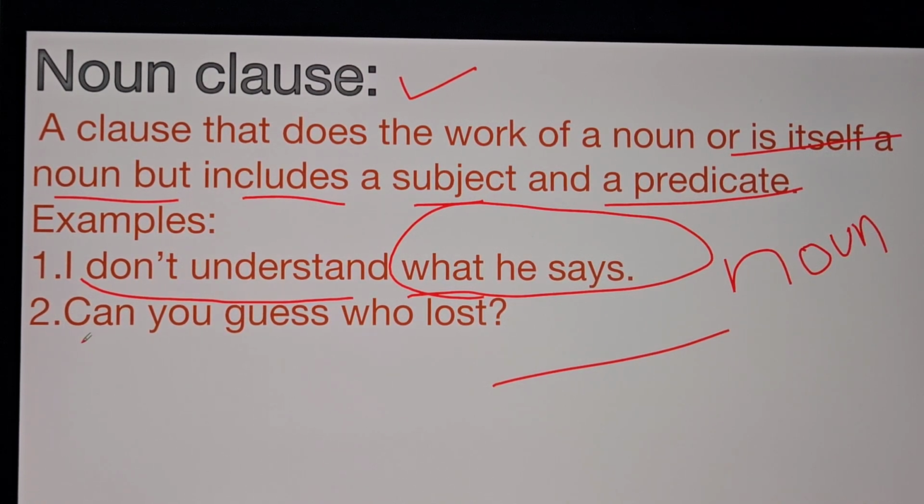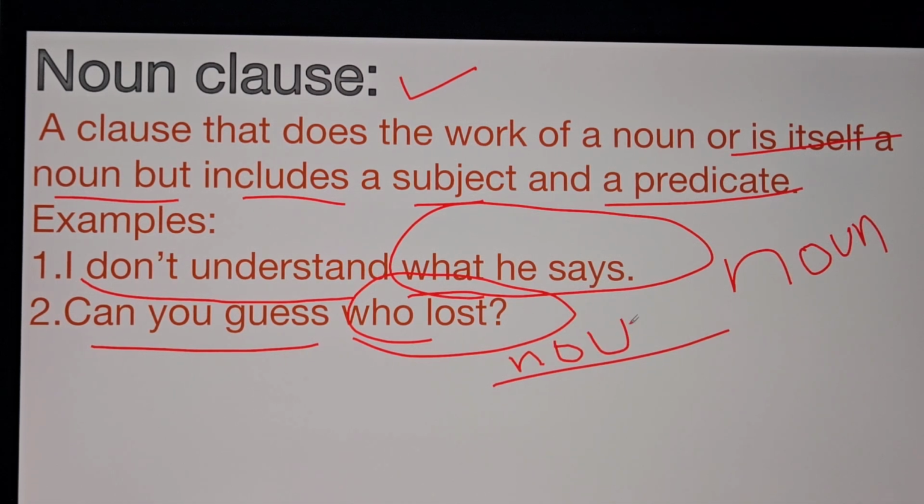Here is another sentence: can you guess who lost? Here who lost is the clause and functions as the subject of this sentence. So here who lost is the clause functioning as a noun. So I think you understood. Let's go to the next one.